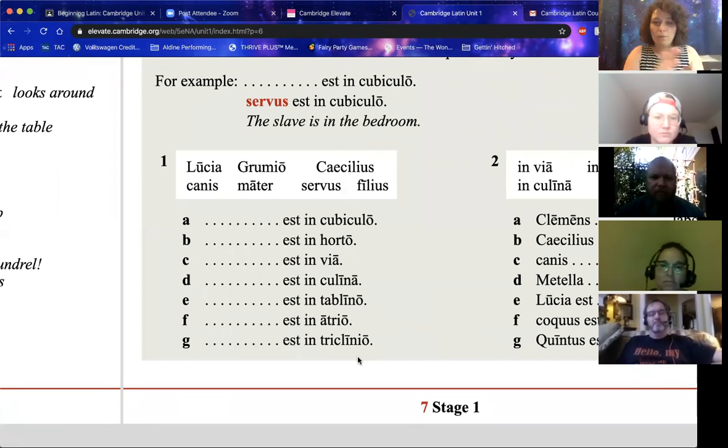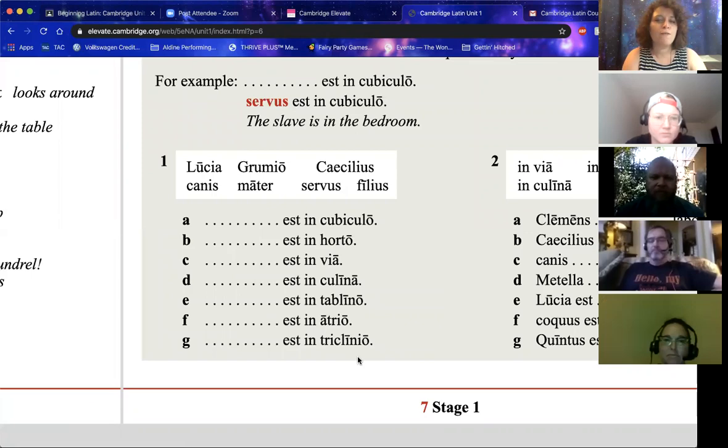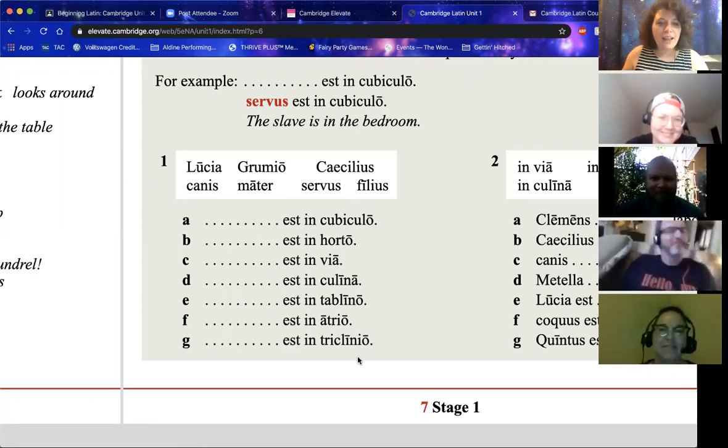Blank est in cubiculo. Bart, who might be in cubiculo? Servus. Very good, the servus. I like that rolled R, very pretty. So what might he be doing in there? Cleaning, straightening up. Exactly. Laborat. Ooh, yeah, he might be working. Very nice. Look at you pulling out your vocabulary.